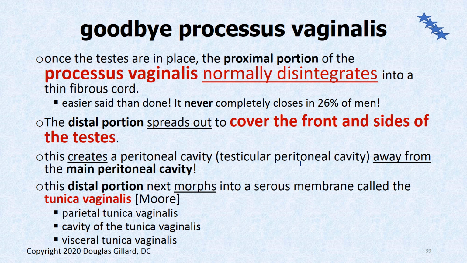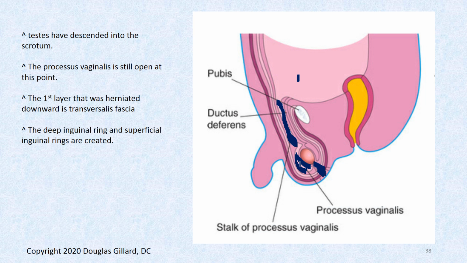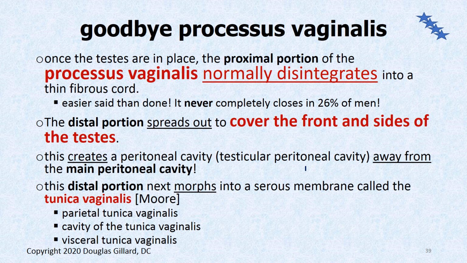All right, so let's see. The distal portion spreads out to cover the front and sides of the testes, we said, and it creates really a peritoneal cavity kind of isolated from the main peritoneal cavity, right? Because that was peritoneum. Now we got rid of this, we fused this all together so that the communication is now gone, but nevertheless this was peritoneal cavity, and so some people call that a testicular cavity now, or testicular peritoneal cavity.